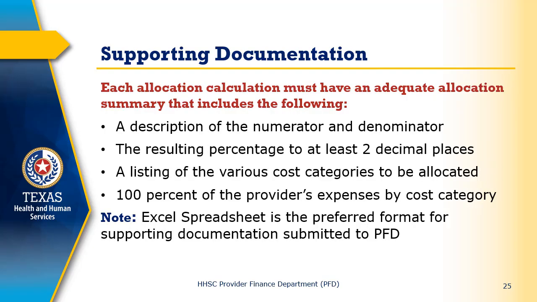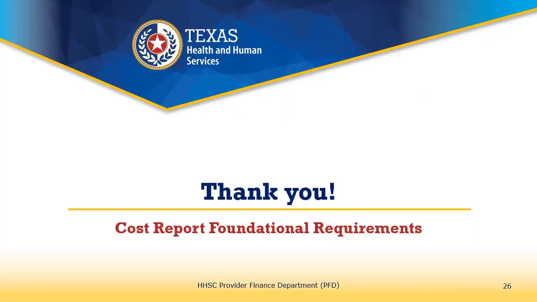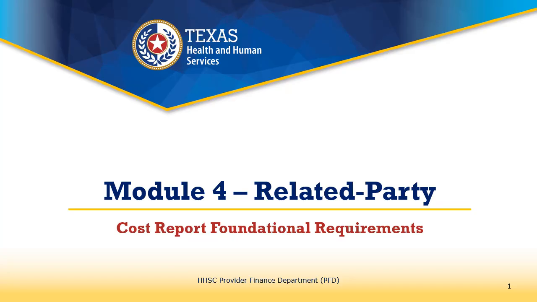Supporting documentation. Each allocation calculation must be submitted with an allocation summary that includes a description of the numerator and denominator that is coherent in words and numbers to document the various components of each. Each allocated percentage is rounded to at least 2 decimal places. A list of the various cost categories or expense types to be allocated, 100% of the provider's expenses by cost category. PFD prefers that the supporting documentation is uploaded in a spreadsheet format, for example, Excel. This concludes our lesson for Module 3.